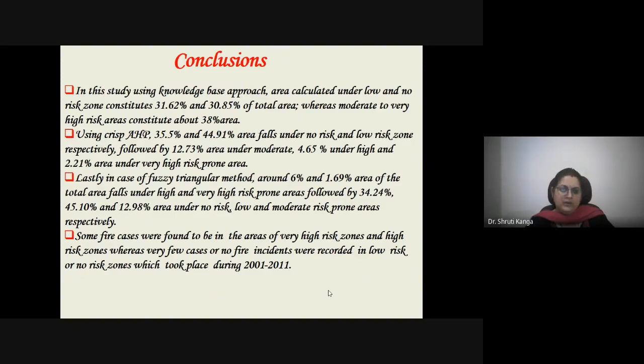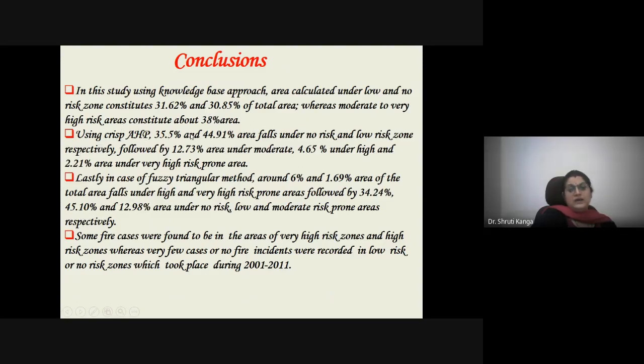After performing this case study, we could get different conclusions. We have used different models, where we used a knowledge based approach, from which we calculated under low and no risk zone around 31.62 percent and 30.85% of the total area, whereas moderate to high risk areas are under 38%. Which is quite high, and we need to take care of all the areas, whether they have high risk, moderate risk, or low risk.